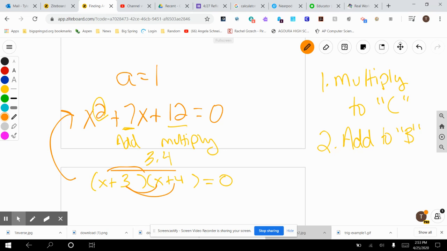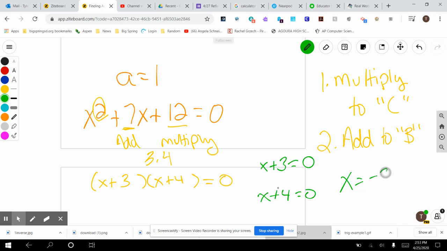But this makes it much easier to solve because what we have here is when we multiply, only one thing has to equal 0 for the answer to be 0. So 0 times 7 is 0, but so is 7 times 0. Okay, so what we do now is we set each part, x plus 3 equals 0, and we solve that, and x plus 4 equals 0. So our 2 answers could be negative 3 if we solve that top one, or negative 4 if we solve the bottom one.